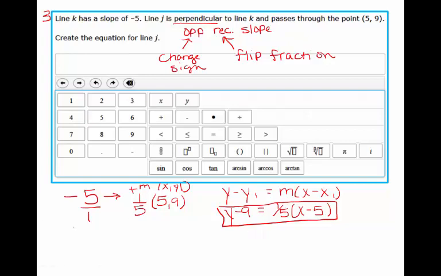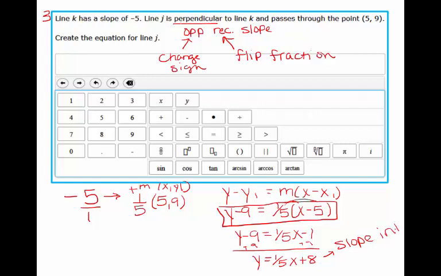If it would have said to put it into slope-intercept form, then you solve for y. In order to do that, we could distribute that 1/5 through. y minus 9 equals 1/5 x, and then 1/5 times a -5 will give you a -1 though. And then if we just add 9 to both sides, you get y equals 1/5 x plus 8. So again, this is slope-intercept form, which is the y equals mx plus b.